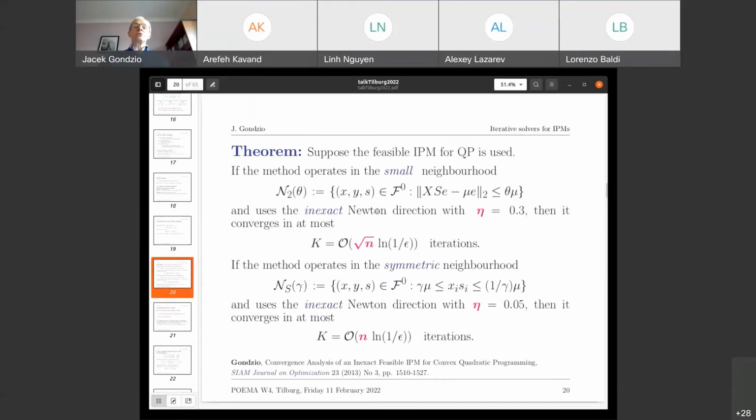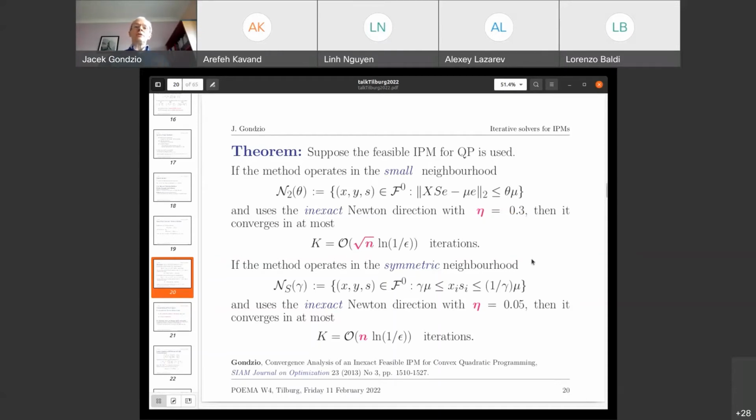And here's the theorem which tells you what will happen if we replace exact Newton direction with an inexact Newton direction. So as long as we use the so-called short step method and we operate in the small n2 neighborhood of the central path, we could accept the error in Newton direction, which is surprisingly up to 30%. So very permissive error here, and we do not lose anything in terms of complexity of the interior point method. It still remains being O of square root of n.